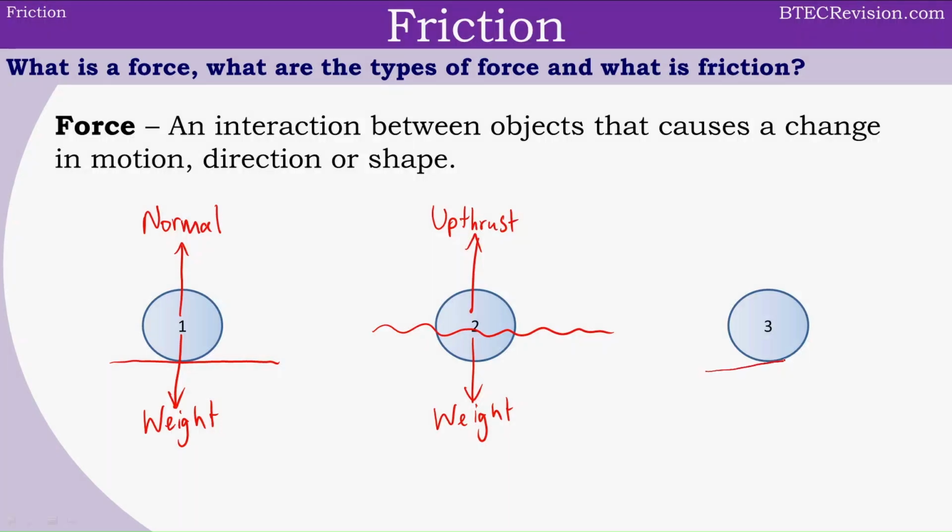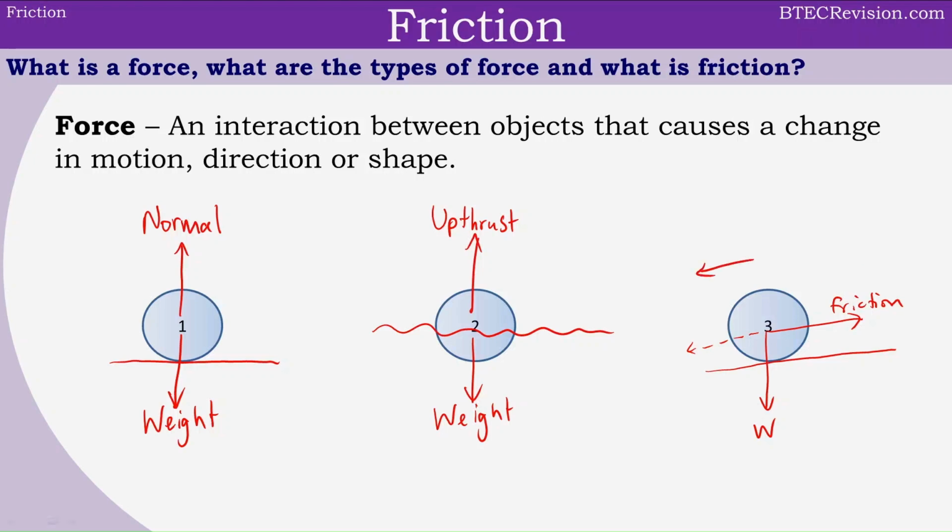We take ball number 3 and place it on a very slight slope, then it's experiencing a force of weight, which is going to have a component dragging it down. And in this case, if it doesn't move, then we will have a force called static friction. Static friction is a force that prevents the object from moving, and this is keeping this ball in place.